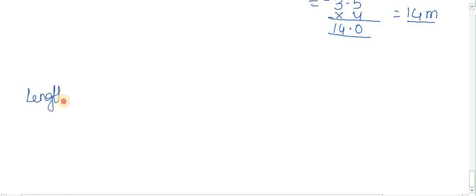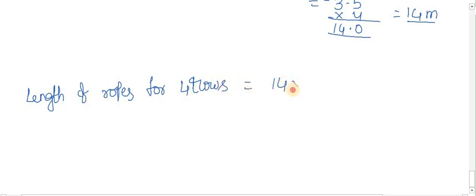Length of ropes for 4 rows, and now 14 multiplied by 4. We all know that 14 fours are 56 meters.